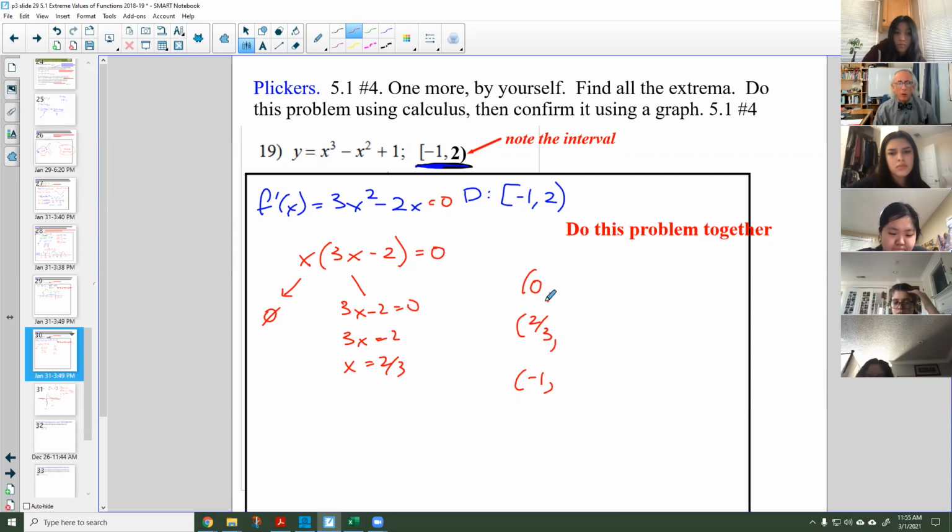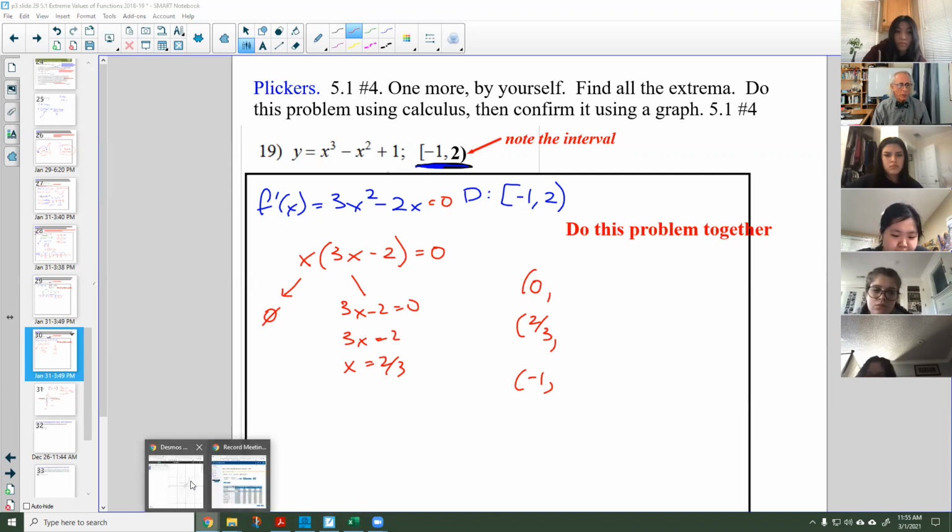And now I'm going to find out, well, what are the y values here? Now I'm looking for the y values in my function, because if I go back to my picture here.